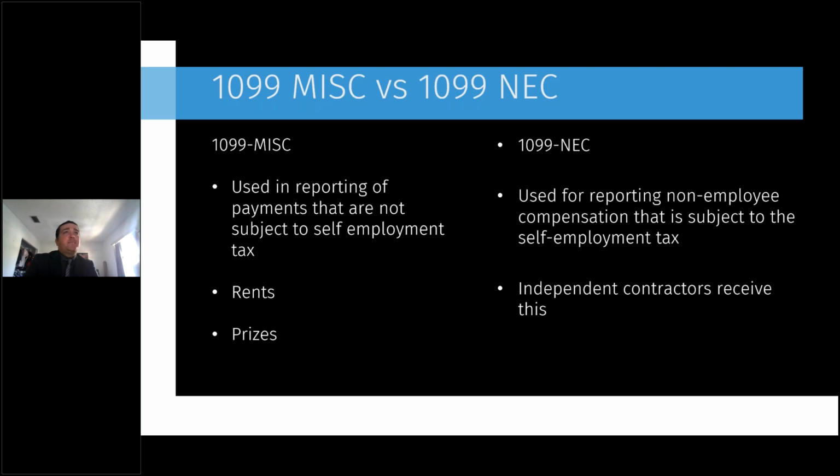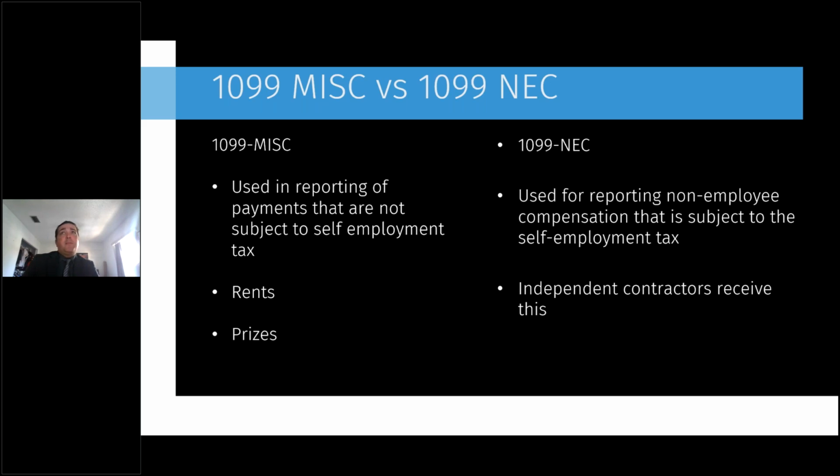Self-employment tax can be a little bit tricky to wrap your head around. But basically, if you own a business and you are, let's say, the employer, the main employee, your taxes are going to be calculated a little bit differently than, let's say, someone like myself who's a W-2 employee. And the 1099 miscellaneous is going to be for all of those items that are not subject to self-employment tax. They're not business related. When it comes to the 1099 NEC, this is going to be used for the reporting of non-employee compensation that is subject to that self-employment tax. And independent contractors are primarily who's going to receive these.